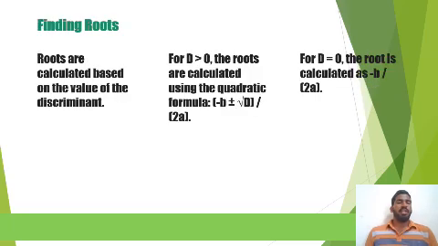Finding roots. Roots are calculated based on the value of discriminant. For d greater than 0, the roots are calculated using the quadratic equation: minus b plus or minus root of d, divided by 2a. For d equals 0, the root is calculated as minus b divided by 2a.